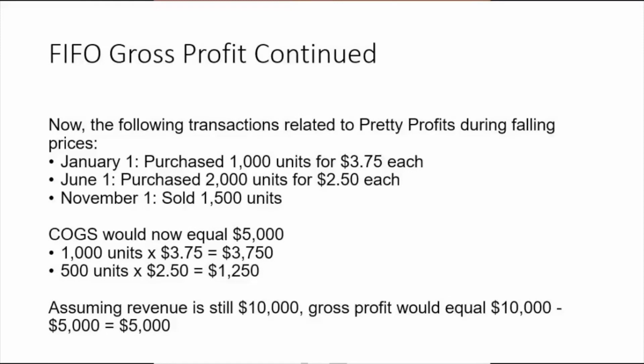So now let's see what it would look like if Pretty Profits were operating during a period of falling prices. January 1st, they purchased 1,000 units for $375 each. June 1st, they purchased 2,000 units for $250 each. And then November 1st, they sold 1,500 units. So now, cost of goods sold is going to equal $5,000 because the oldest inventory that's assumed to be sold first is more expensive. So you can see that FIFO accounting during a period of rising prices is going to create a higher gross profit, whereas FIFO during a period of falling prices will create a lower gross profit, as you can see that gross profit here is now $5,000.